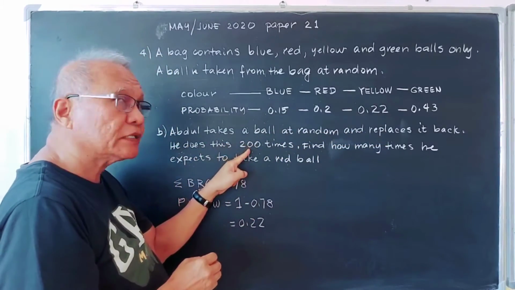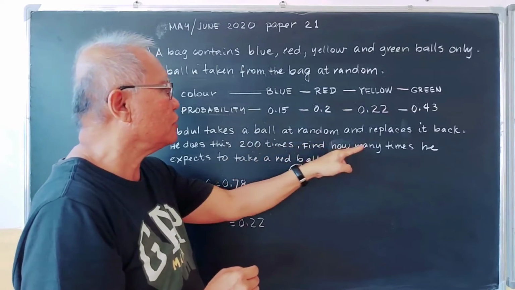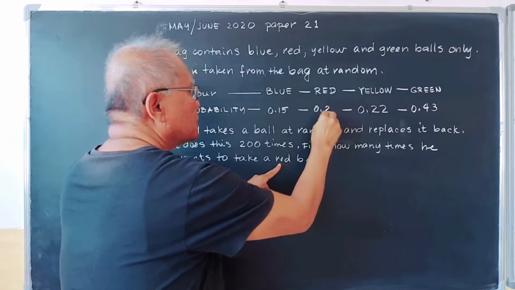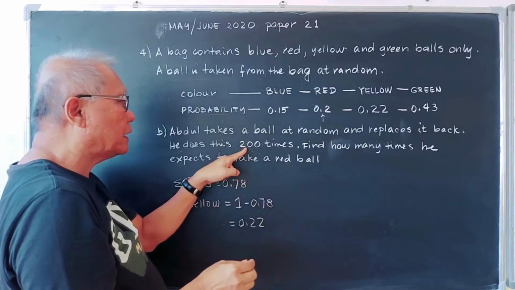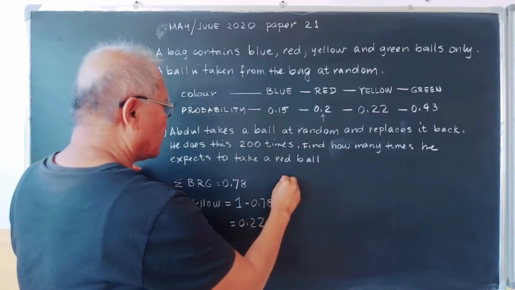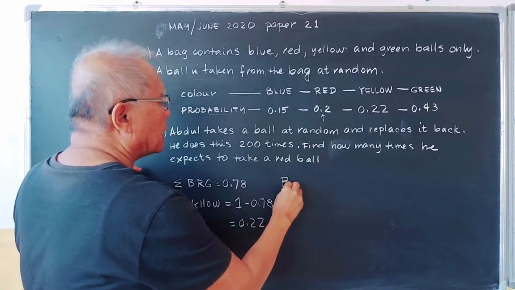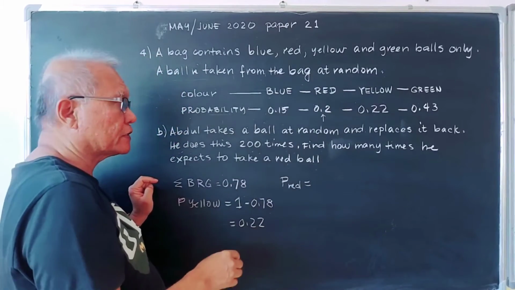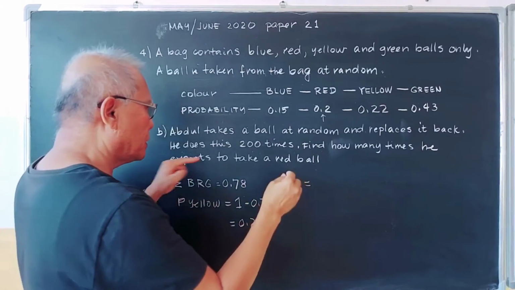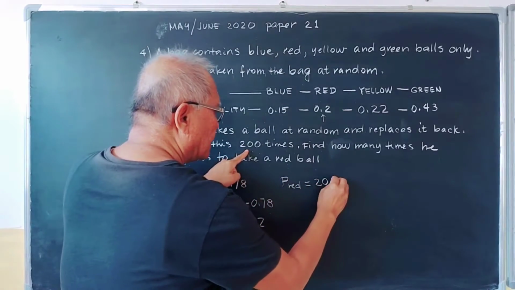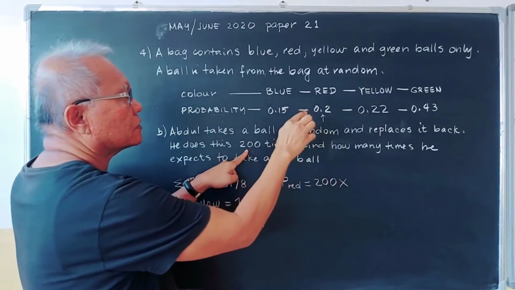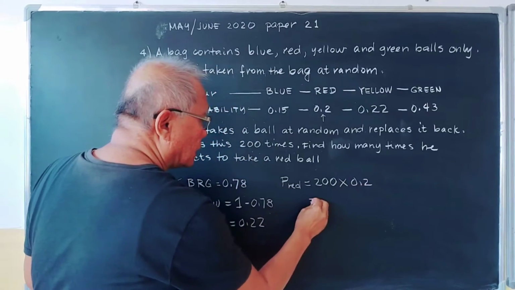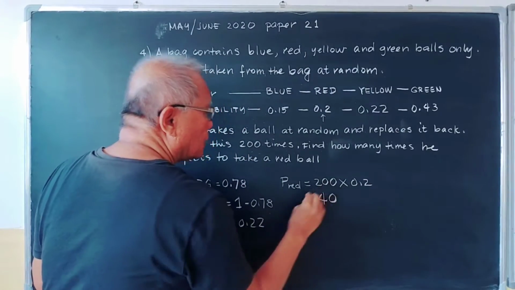B. Abdul takes a ball at random and replaces it back. He does this 200 times. Find how many times he expects to take a red ball. We are going to use the 0.2 and multiply 200 by 0.2. The probability of getting a red ball, if we take 200 times and replace it back each time, is 200 times 0.2, which is for red only. That will give us 40 times.